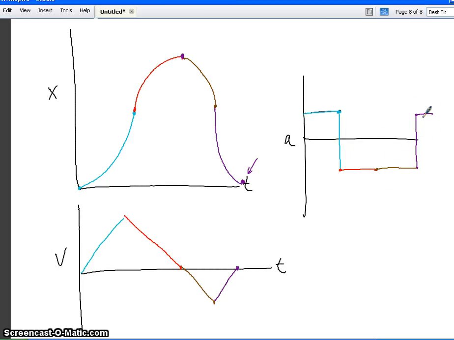So I'm just trying to get you to see how all these graphs kind of relate together. So that should give you a good starting point for any graph questions you have in the near future.